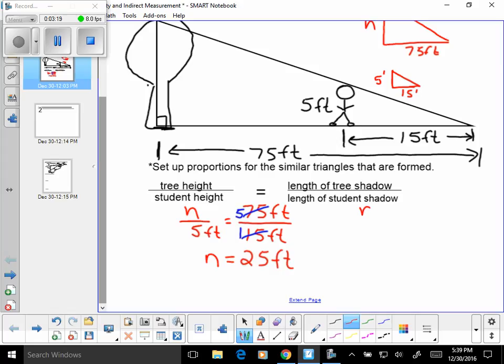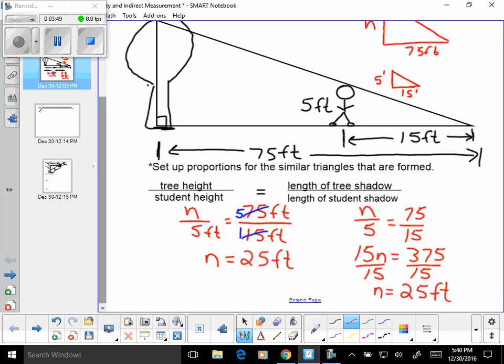Let's say that I didn't reduce. Some students don't like to reduce. They think it takes too much time. And there's instances too where you're really not going to take the time to reduce because the numbers are quite large. So in this case, we do have to do our cross products. 15n is going to be 375, and we're going to divide both sides by 15 since we have made a one-step equation, and we do get the same answer. You can check it out using your calculator if you'd like.